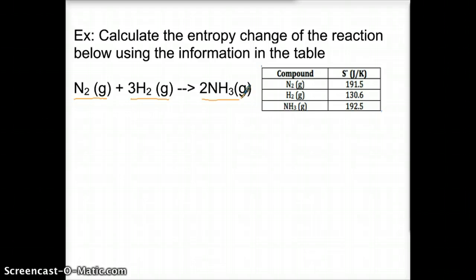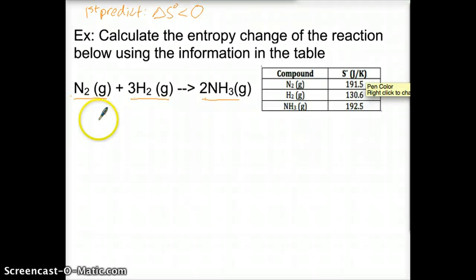So let's first predict. What should the entropy change be? What should delta S be? So always predict first. Well, I'm going from 1 mole of a gas plus 3 moles of gas, so 4 moles of gas, to just 2. Since I'm having fewer moles, I'm going to expect the entropy to decrease. So when I get my final answer, I want to make sure that my delta S is less than 0. If it's not, I know I probably did something wrong.